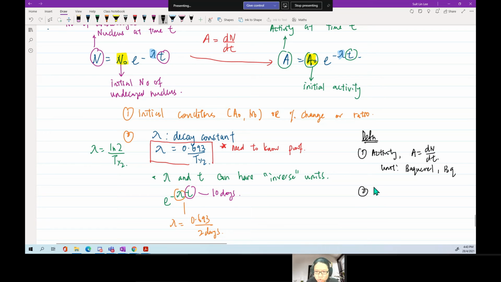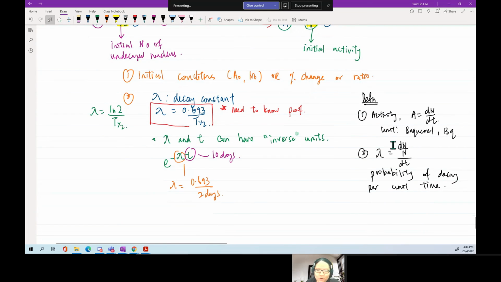Okay. Number 2, what you need to know is the definition of lambda. Lambda should be defined as dN over N over dt. Go watch my video. I explained it very thoroughly. But this, in short form, just to recall for exam purposes, is probability of decay per unit time. I explained it very long-windedly in the video, so you can go and watch. Or you just memorize: probability of decay per unit time.